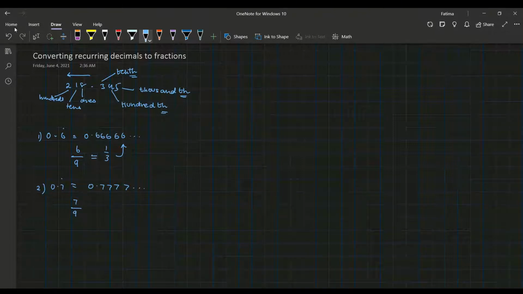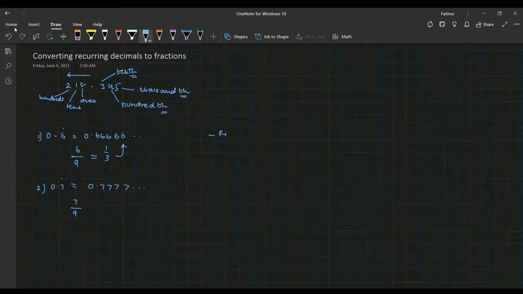In this case only the digit 7 is repeating, so that's a single digit, and therefore we have only a single 9. And this cannot be further simplified. If you type this on your calculator again, you'll see that 7 by 9 is actually 0.77 and so on, recurring.